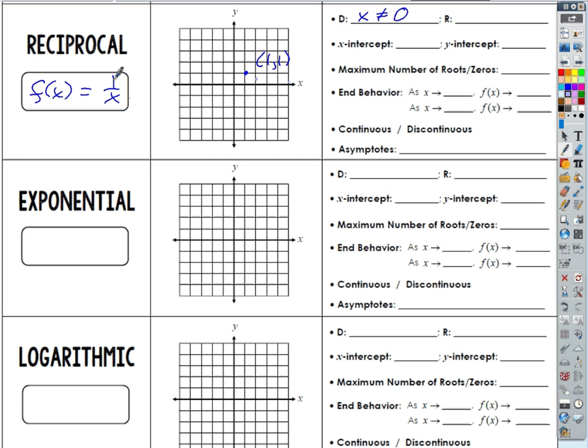Could you show us this in the Desmos graphing calculator, that example? Yeah, you bet, we'll look at it.